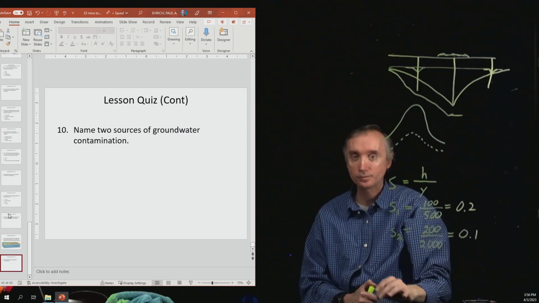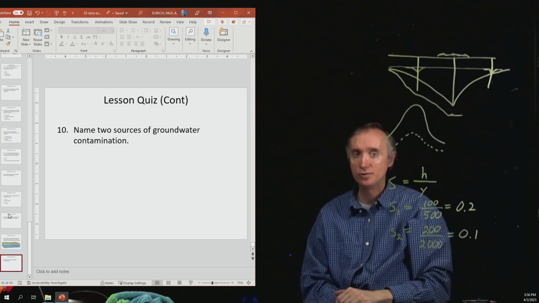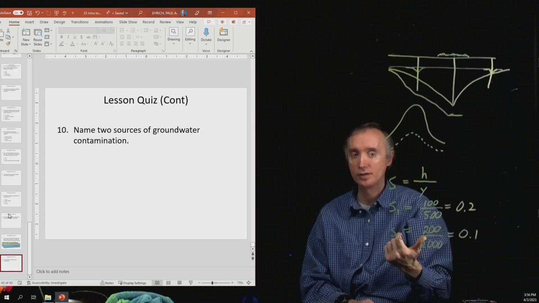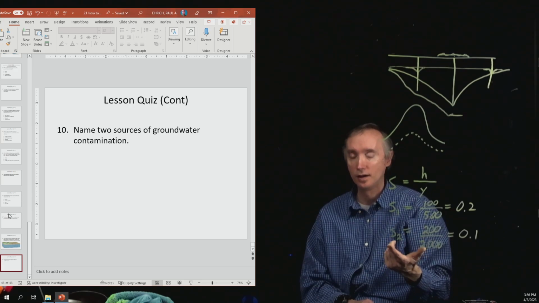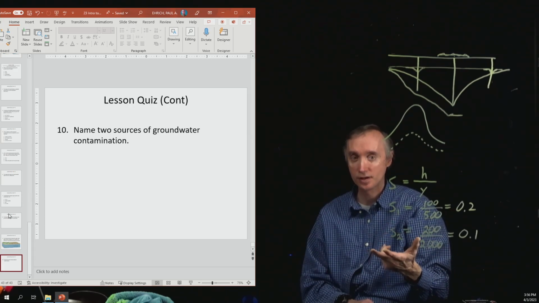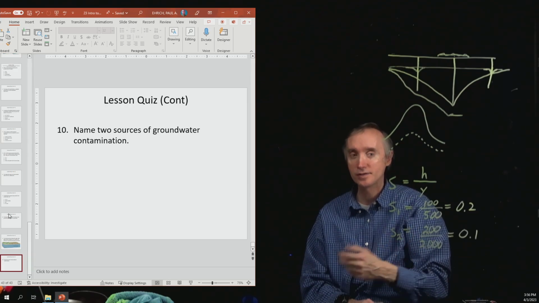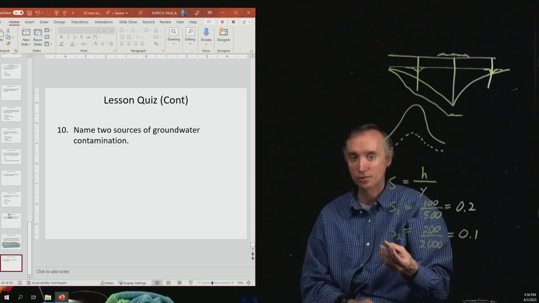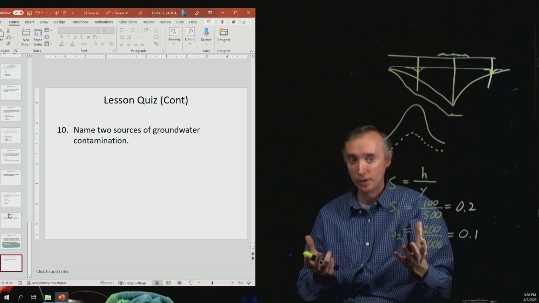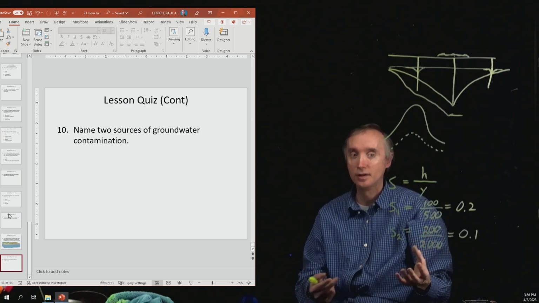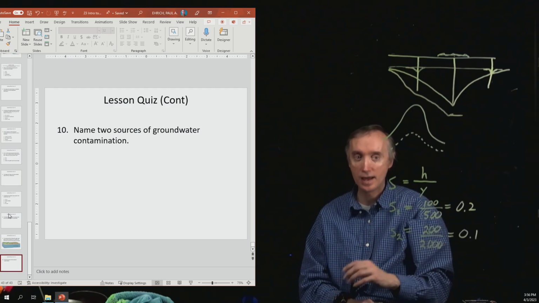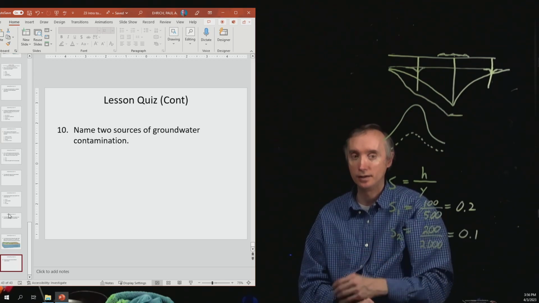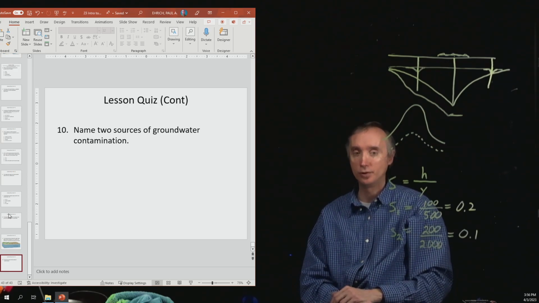Then question number 10, name 2 sources of groundwater contamination. So we mentioned septic tanks, we mentioned sewage treatment plants, we mentioned agriculture and the stuff that they're producing. Gas stations. So sometimes at a gas station, the gasoline is stored under the ground in these big plastic tanks, but maybe those can rupture, and then gasoline and oil can get into the ground. So these are all places where the groundwater can be polluted.